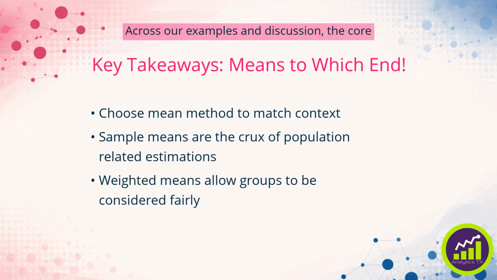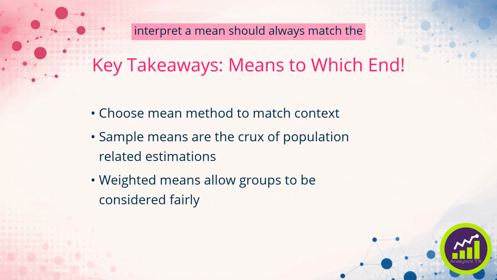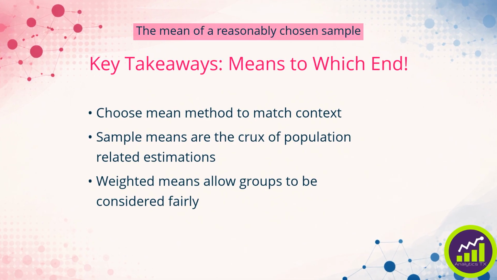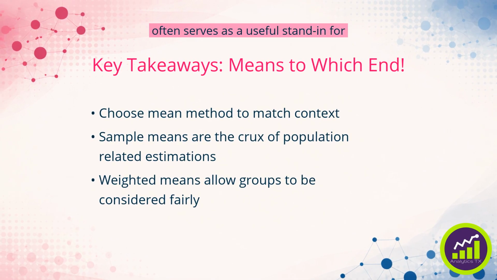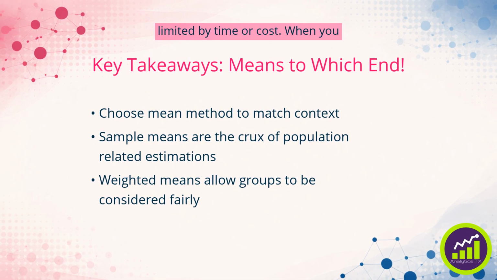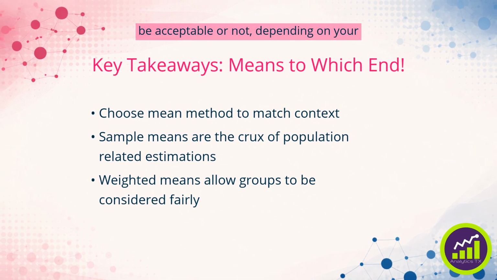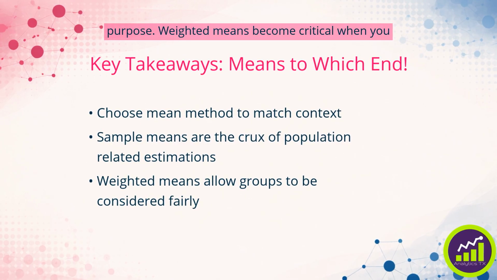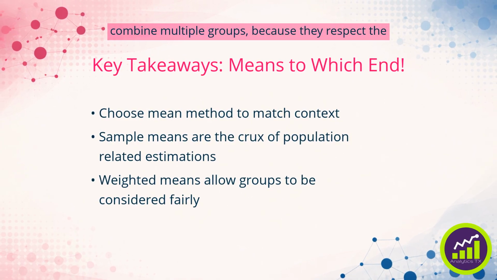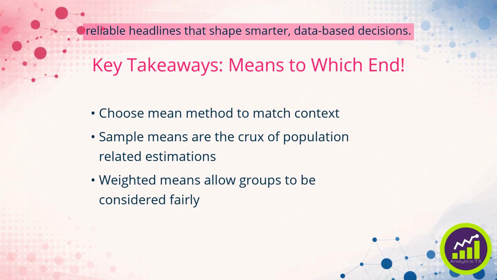Across our examples and discussion, the core message is that how you calculate and interpret a mean should always match the business context and the decision at hand. The mean of a reasonably chosen sample often serves as a useful stand-in for the population, especially when data collection is limited by time or cost. When you summarize or group data, remember that you are trading precision for efficiency, which may be acceptable or not, depending on your purpose. Weighted means become critical when you combine multiple groups, because they respect the true impact of different group sizes. Bringing these ideas together, you can use means not just as numbers, but as clear, reliable headlines that shape smarter, data-based decisions.